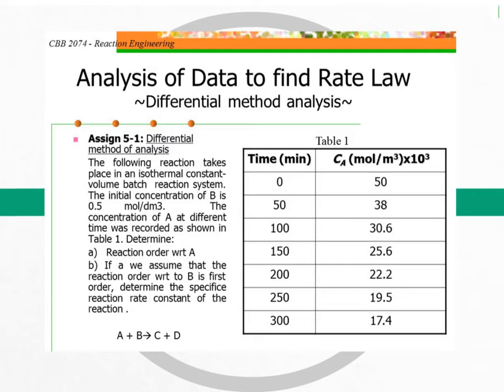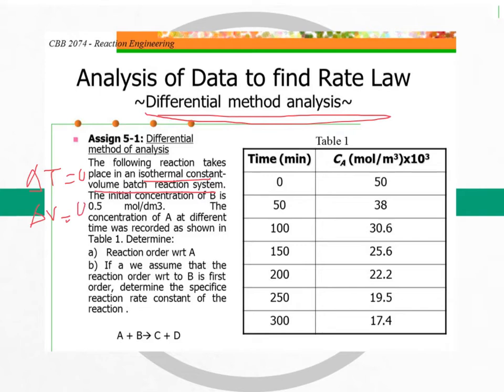If you look at this particular example, we would like to look into differential method analysis. It's given that the following reaction takes place in an isothermal constant volume batch reaction system. So you know straight away that this is delta T equals 0 and delta V equals 0.